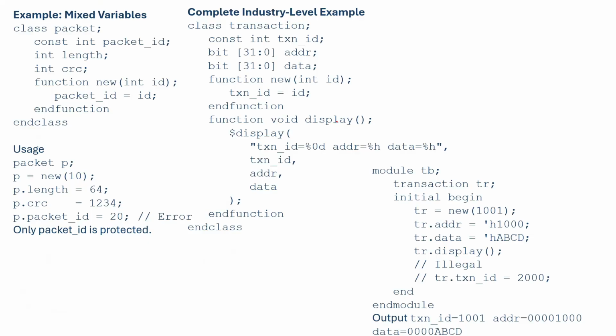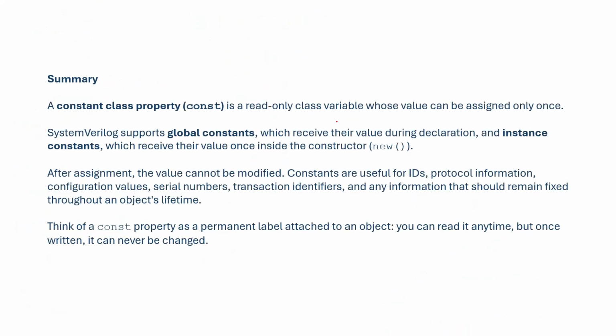Read this summary. It says a constant class property means read-only class variables. Other members can't write them. If you want to assign the variables, we can assign them through the constructor only. Those values can be assigned only once. Once assigned, it can't be changed. That is a global constant, right?